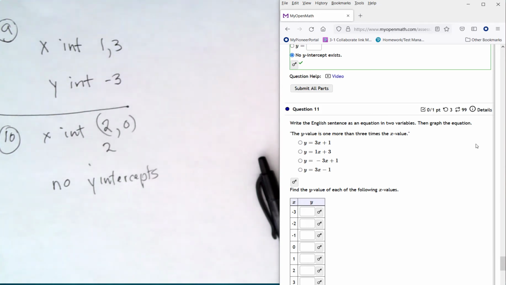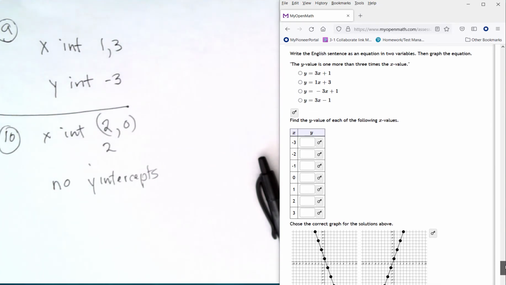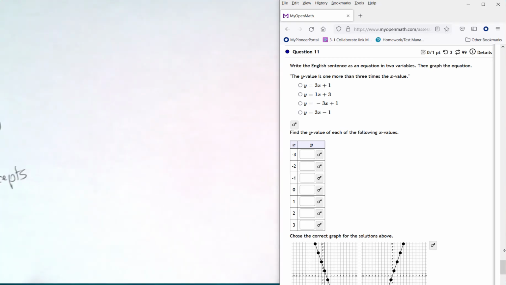Right, this question is a little different. Let's see if we can do it. So they want us to translate, first of all. Write the English sentence as an equation in 2 variables, then graph the equation. So the y value is 1 more than 3 times the x value. So your "is" is your clue. That's where your equals is going to go.